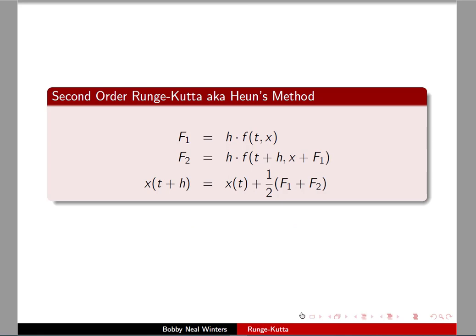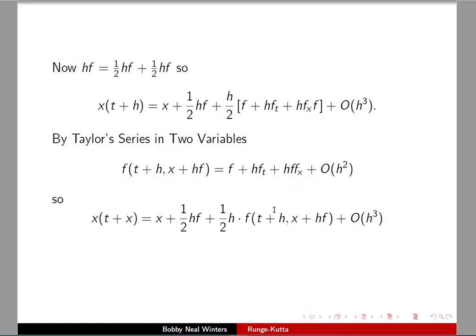Having done that, we can form the second order Runge-Kutta, which is also known as Heun's method. And so we break it out in pieces so that it's not quite so nasty looking. F1 is equal to h times f of t, x. F2 is equal to h f of t plus h comma x plus F1, and then roll that all in to get our new value of x of t plus h here. And then this is what we will loop around. And all we need to do to get this is just to go back to this expression and resubstitute in the values that we have. Okay.